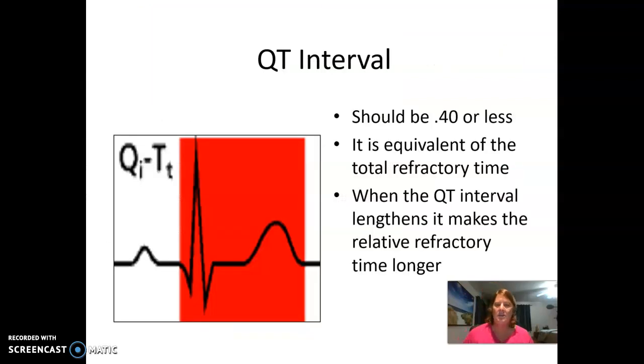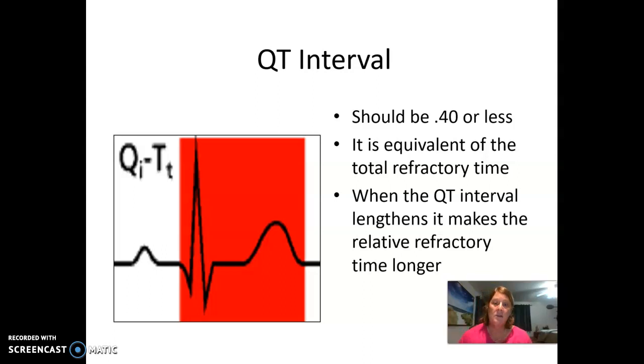So the QT interval, we said, is from the beginning of the QRS to the end of the T wave. Remember, the QRS is telling us ventricular depolarization. And so this is telling me ventricular depolarization and repolarization, how long it's taking it to get the message, contract, and get back to rest so it can do it again. The QT interval should be 0.40 or less in normal heart rate ranges.